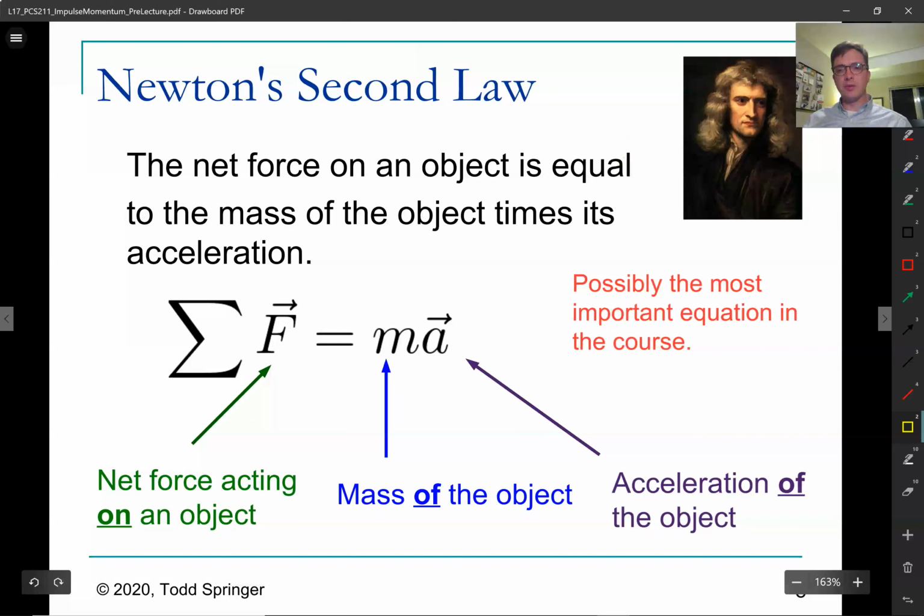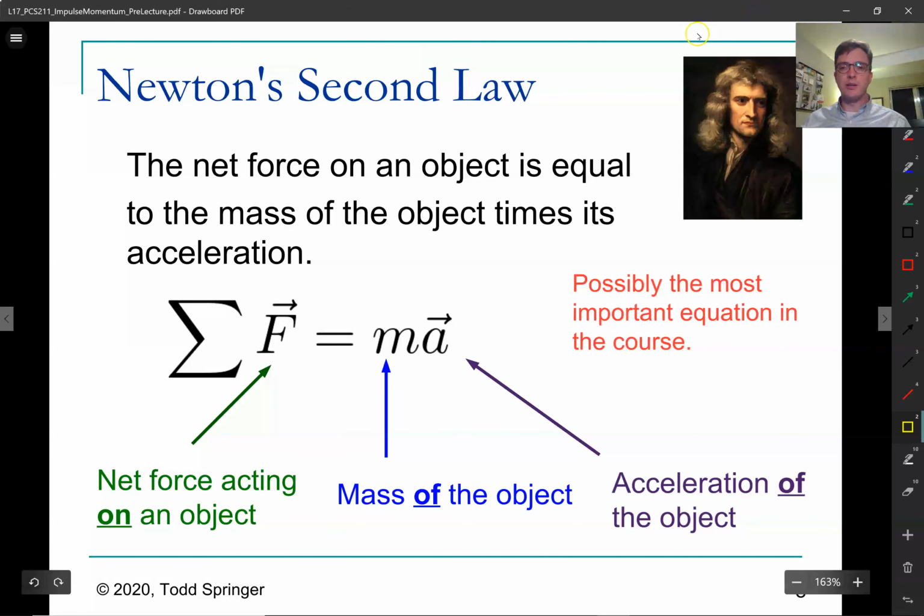Okay, what does momentum have to do with things that you already know? Going back to Newton's second law, which was possibly one of the most important equations in the course, the sum of the forces is equal to the mass times the acceleration. You can see that momentum doesn't show up in there, so what does momentum have to do with this? In fact, if you go back to Newton's original writings, he actually talked about momentum, or they say he talked about momentum.